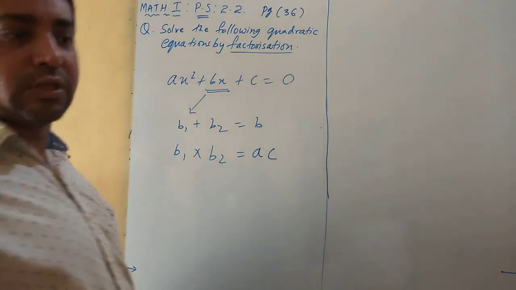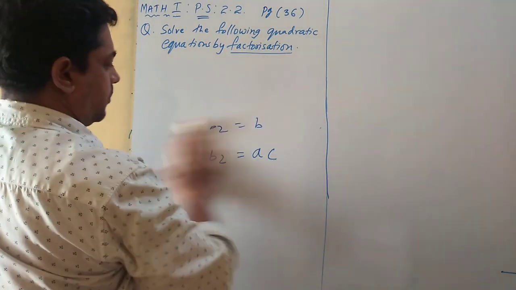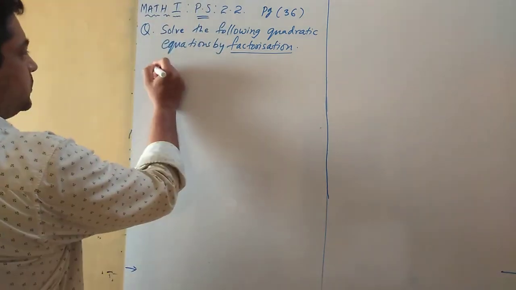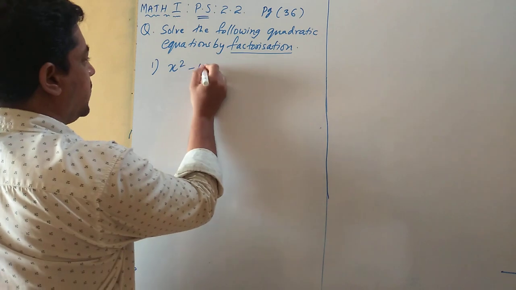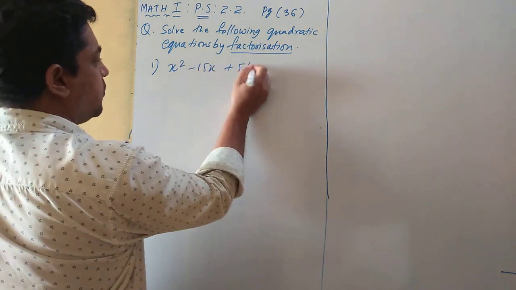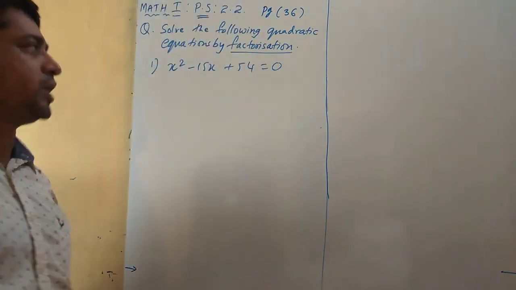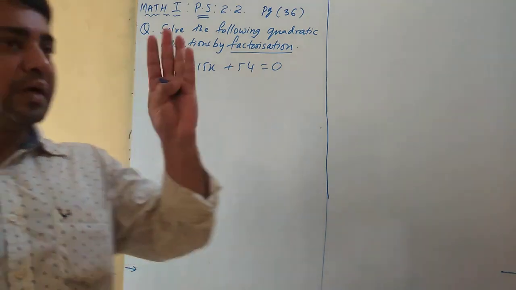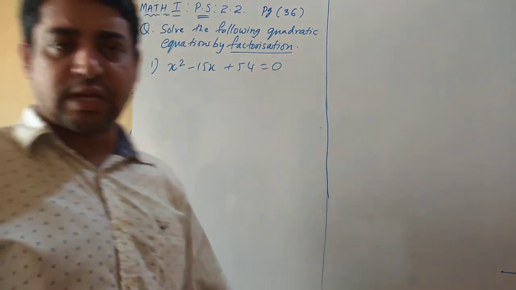We'll start with the actual sum, which is on page number 36. First one: x square minus 15x plus 54 is equal to 0. Correct? Check whether it's in the standard form. Yes, you can find the quadratic term, the middle term with the variable, and the constant term. So it's in the standard form.